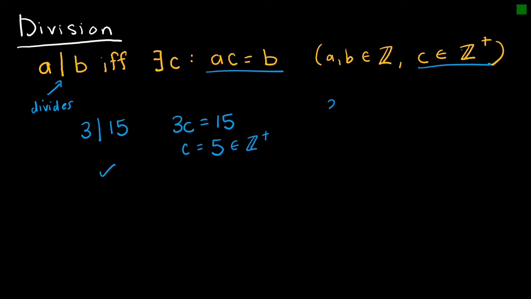If I look at 3 and 22, does 3 divide 22? Here I would ask, does there exist some number c such that this equation is true? I would get 22 thirds. While 22 thirds does make the equation true, we know that 22 thirds does not belong to the integers, and therefore 3 does not divide 22. Notice the notation is just a straight line when we're looking at divides, and a cross through it if it does not divide.